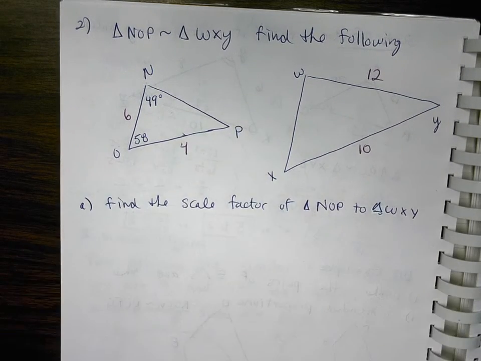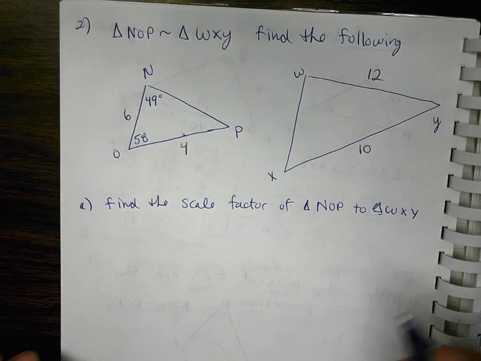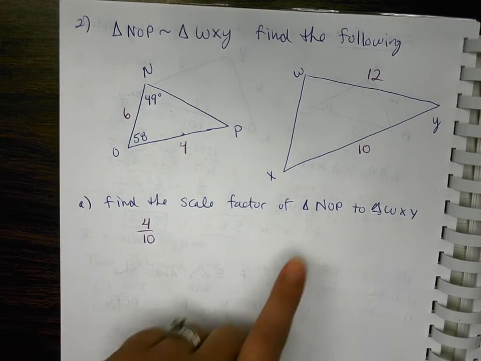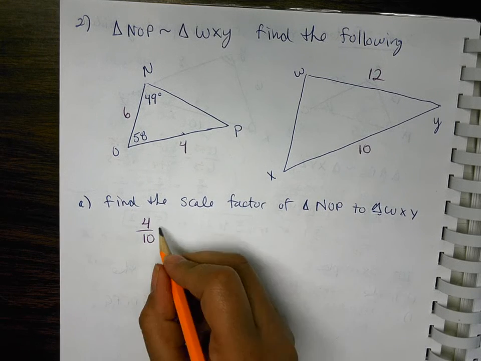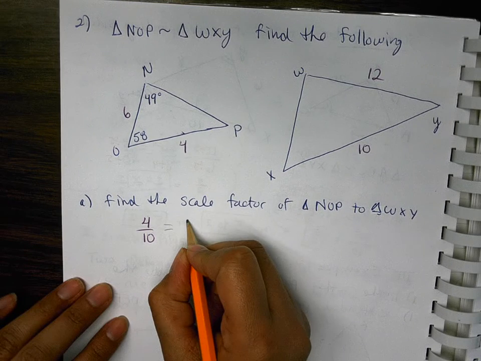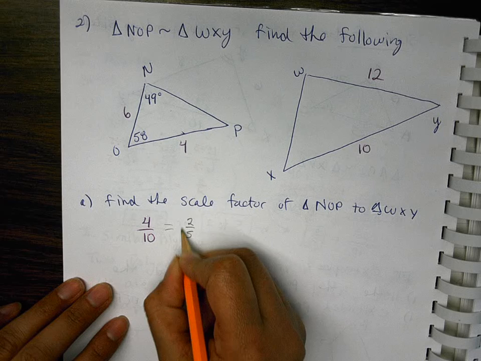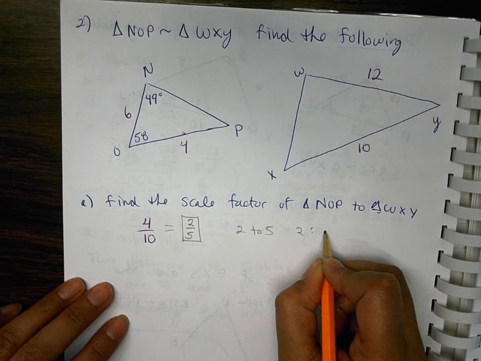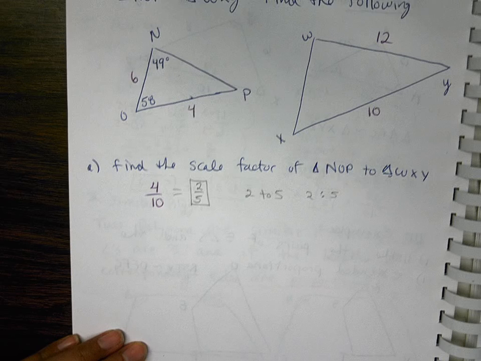So is it 10 over 4 or 4 over 10? 4 over 10 because it says NOP to WXY, and that reduces to what? 2 over 5. If you want to write it the other way, like this, that is fine, or like this, that is fine, your choice. All right, are we good? Yes.